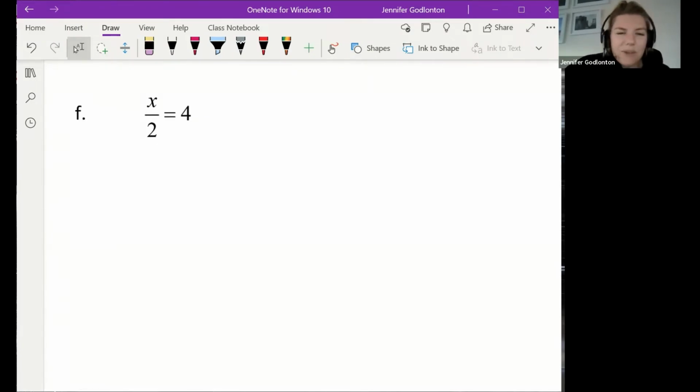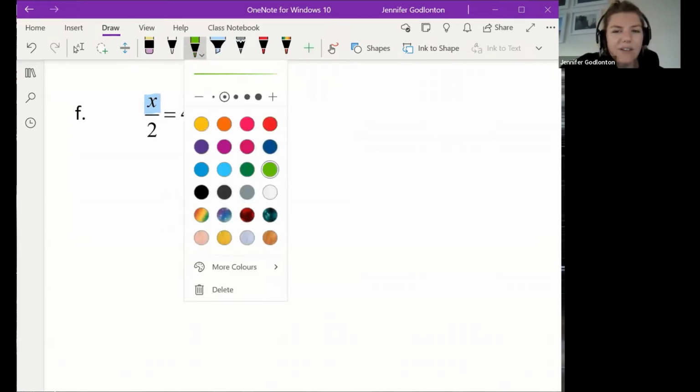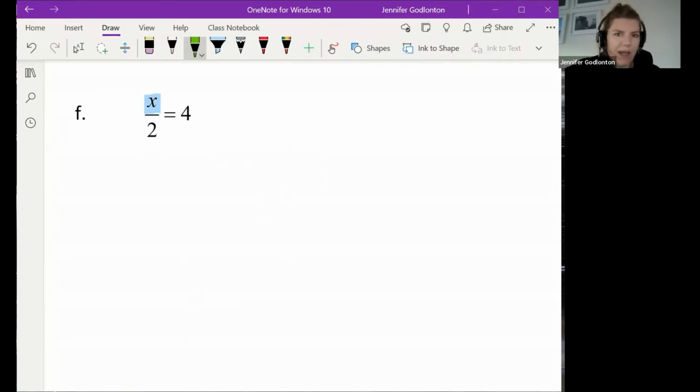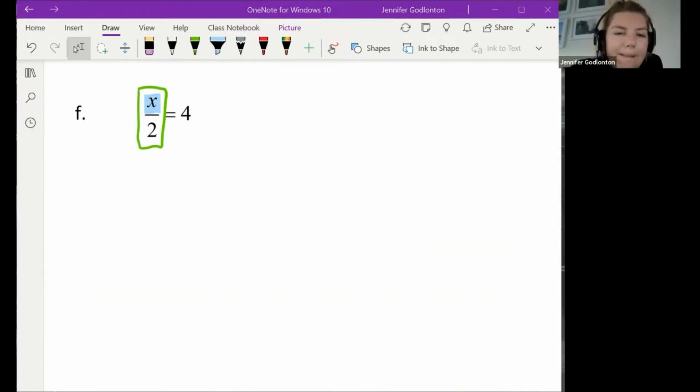Okay, now we are in a situation where we have x over 2 is equal to 4. If I wanted to write x over 2 in a different way, how could I write that? Nati, tell me, how can I write that in a different way? Ma'am, you can say 2 times x or x times 2.